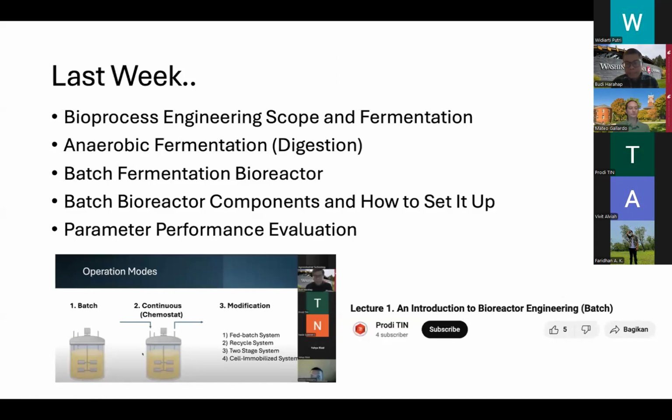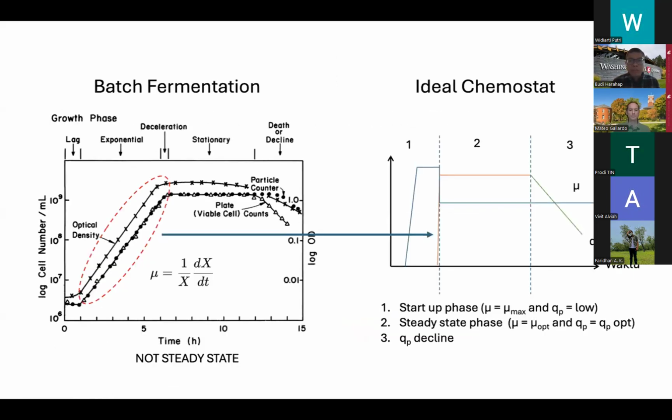So you can rewatch the last week lectures, and you just go to our YouTube channel, Proditin. The lecture one about an introduction to bioreactor engineering is already uploaded there. Then this is what we already learned, the conclusion of the last week lecture. For batch fermentation, you can see this kind of graph: a lag phase and adaptation phase, then exponential phase, stationary phase, and a death phase.